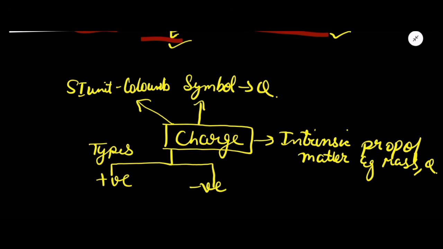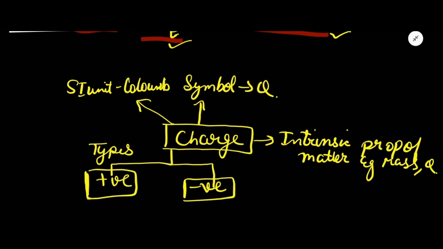So we know how the charges are produced. If a body is gaining electrons, it will have an excess of electrons and that body will become negatively charged, right? And if it loses electrons, then it will be positively charged, having positive charge. Okay, so these are the types of charge.